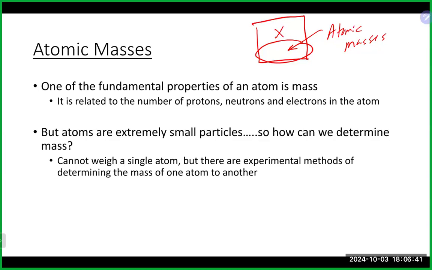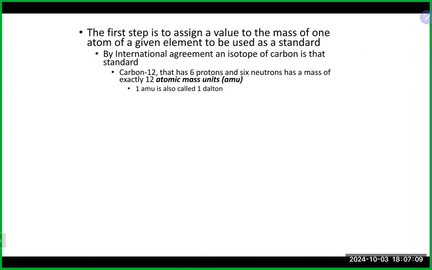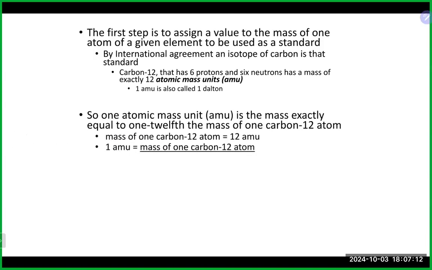But obviously, atoms are extremely small, so you can't really just pick one up and pop it on a scale to get the mass of it. Oftentimes in chemistry, when we can't directly measure something, they will pick something to use as a standard to compare everybody else to. And atomic mass is no different. They used an isotope of carbon as the standard, and that is the carbon-12 isotope.